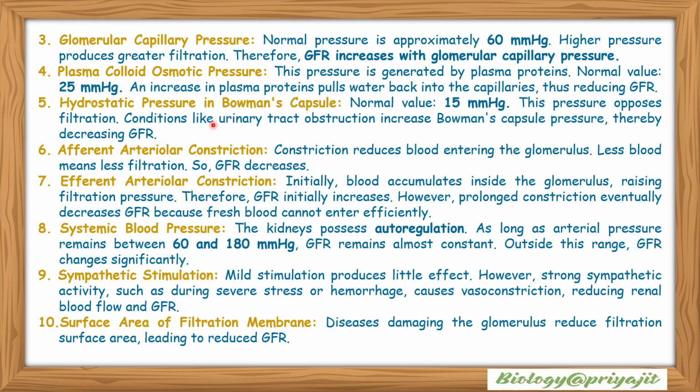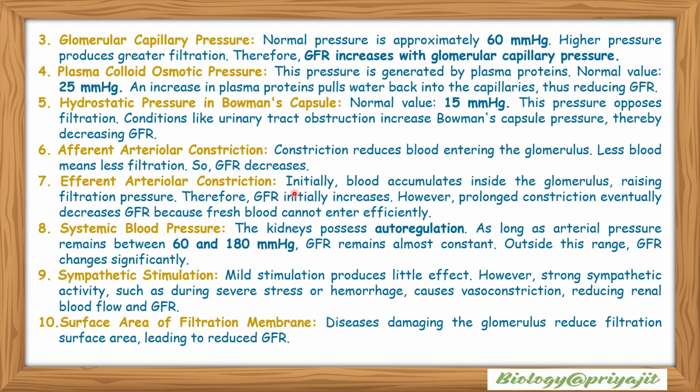Fifth point is hydrostatic pressure in Bowman's capsule. Normal value is 15 mmHg. This pressure opposes filtration. Conditions like urinary tract obstruction increase Bowman's capsule pressure, thereby decreasing GFR. Afferent arteriolar constriction: constriction reduces blood entering the glomerulus. Less blood means less filtration, so GFR decreases.